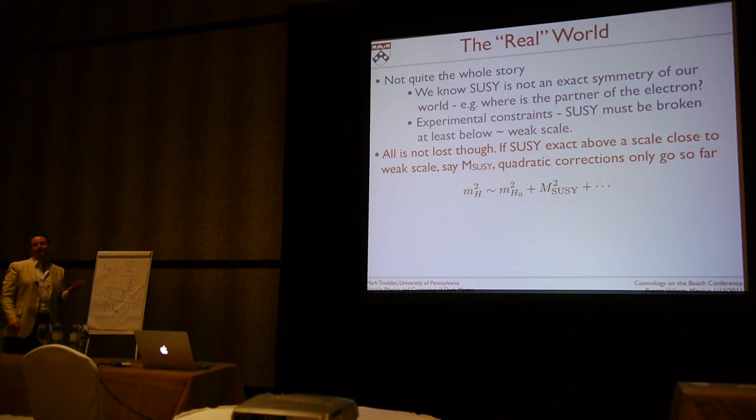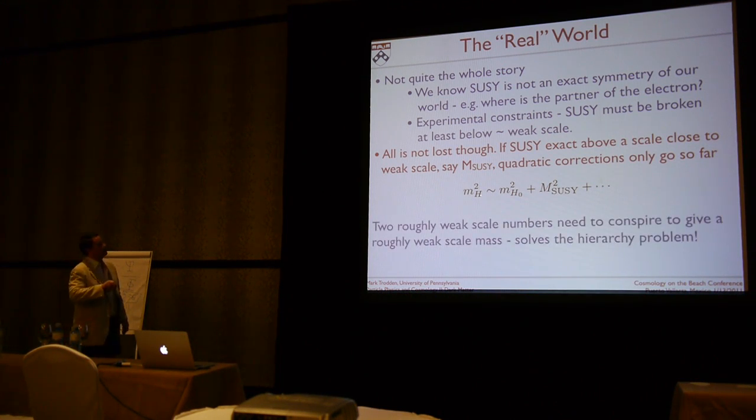But it's actually okay if SUSY's broken at the weak scale, because what you have here now are two roughly weak scale numbers, the thing that appears in my Lagrangian and the thing that appears from quantum corrections. I just need them to conspire to give another roughly weak scale number, the mass of the Higgs. So this is no longer a very deep fine tuning, this is just something that could quite naturally happen. And so if SUSY's broken roughly at the weak scale, TeV let's say, then SUSY in fact solves the hierarchy problem, even though it's broken at scales below this.